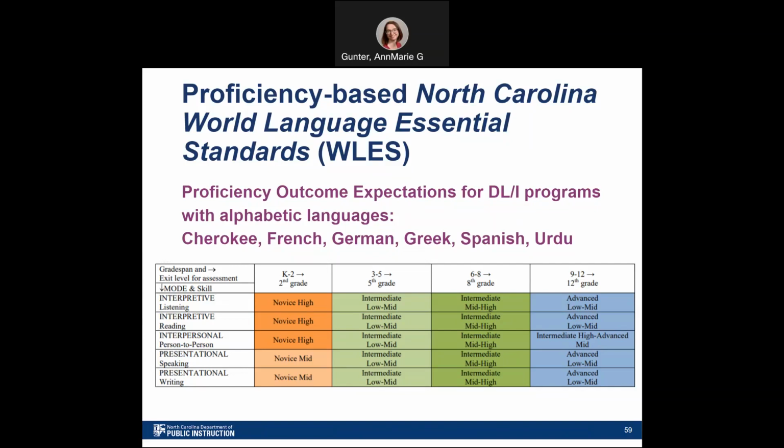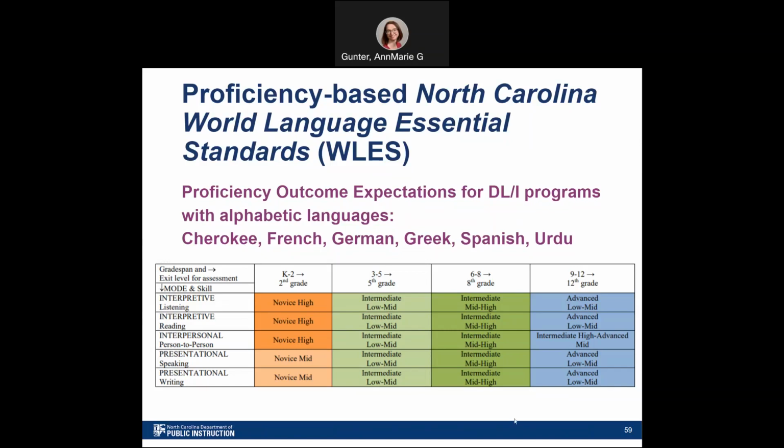So programs, for example, that are full immersion, maybe a 90-10 model or an 80-20 model where they're 90% or 80% respectively in the DLI program language, will build language proficiency at a faster rate than a model that is, for example, 50-50, where 50% of instruction is in the program language and 50% is English. So take a look at this over time.